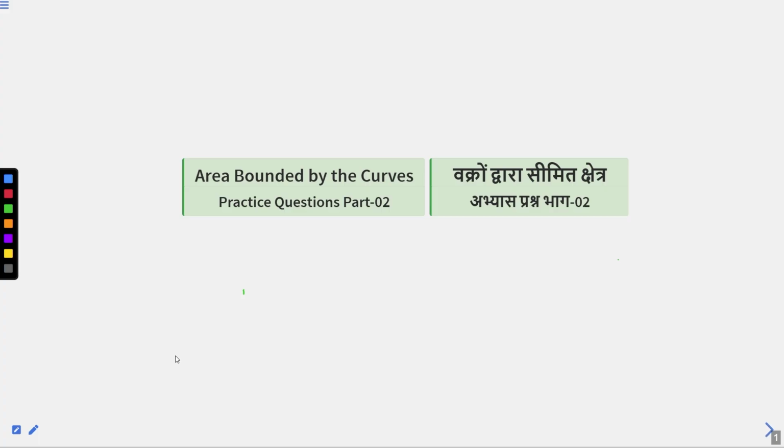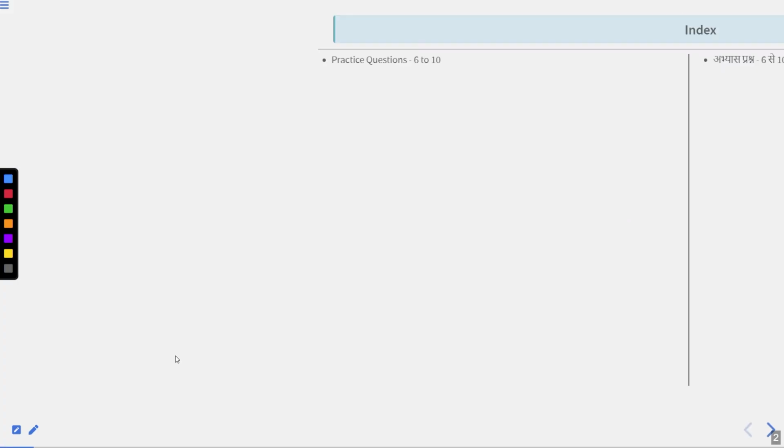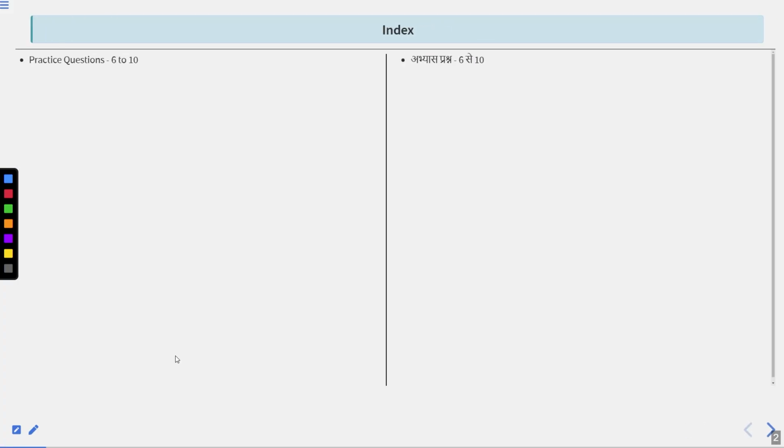So in today's class, we will practice some more questions based on area bounded by the curves. In the last session, we had practiced till question number 5. So in this session, we will start from question number 6 and we will discuss till question number 10.